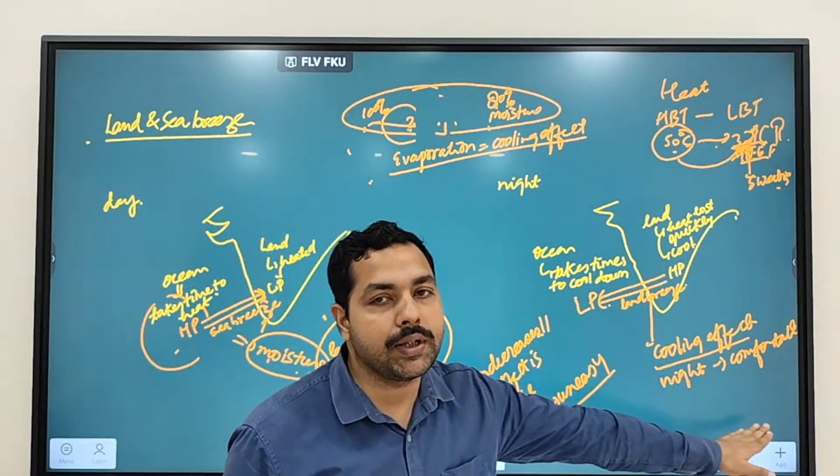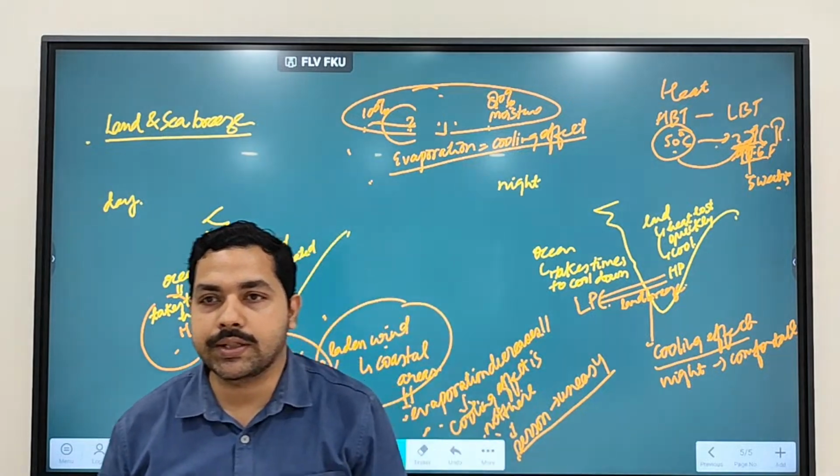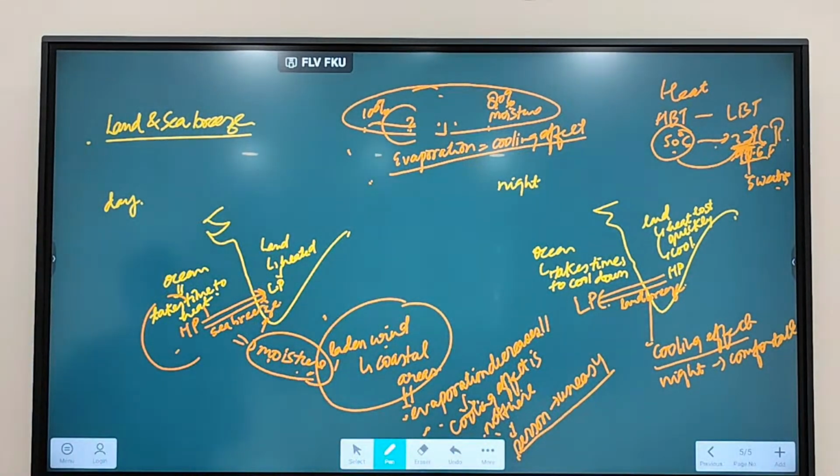During the night time, comfortable situations are there. Fine. So that's why in coastal areas, humid conditions are present. As a result, daytimes are uneasy and night times are more comfortable. This is happening due to which type of breeze? Land breeze and sea breeze.